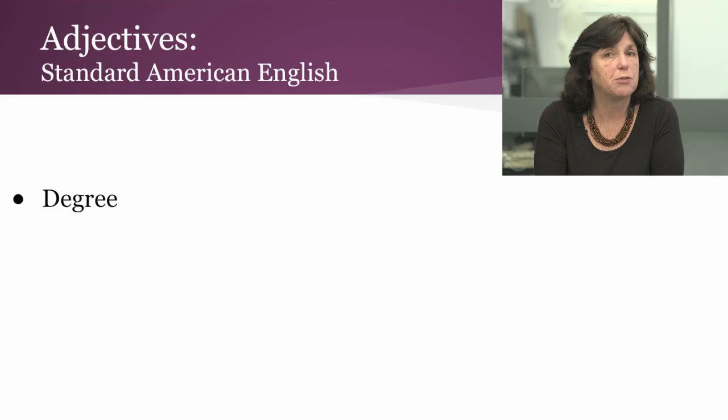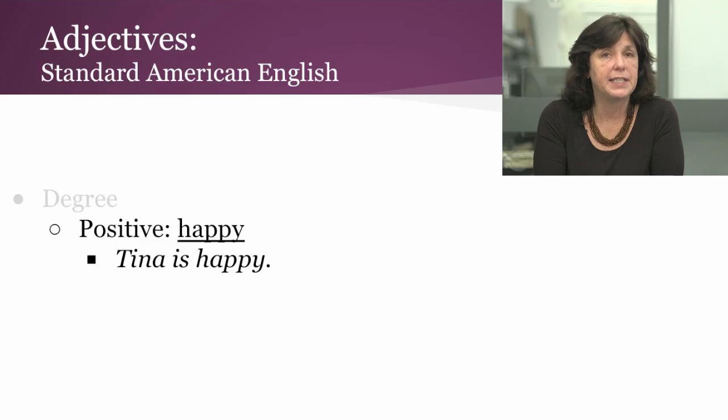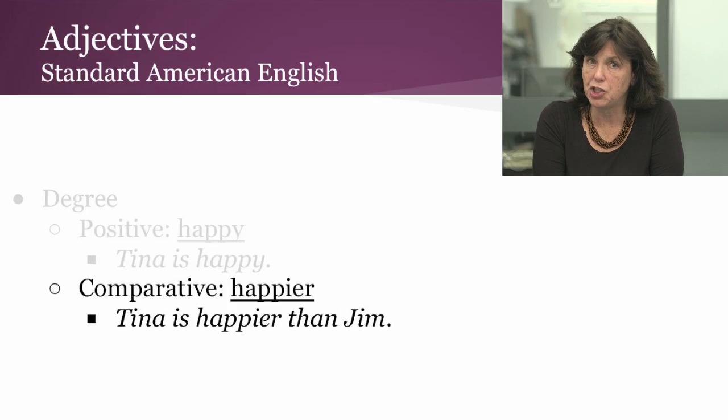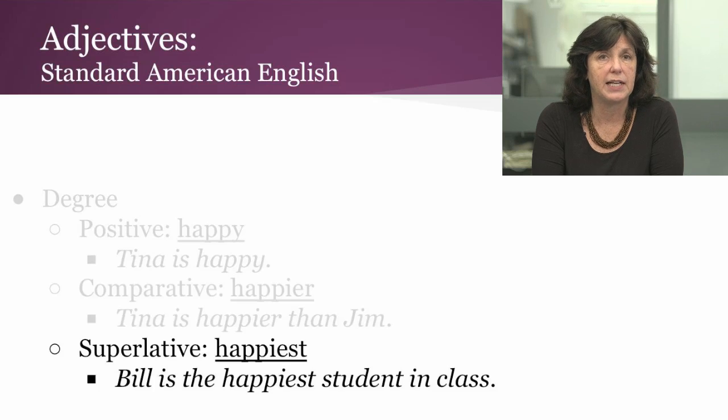Adjectives can be used to express degree. We have the positive, comparative, and superlative forms. There's Tina is happy, which expresses the positive form of happy. Tina is happier than Jim expresses the comparative form of happy, and Bill is the happiest student in the class is the superlative form of happy. The comparative involves a comparison between two things, and the superlative involves a comparison between more than two things.